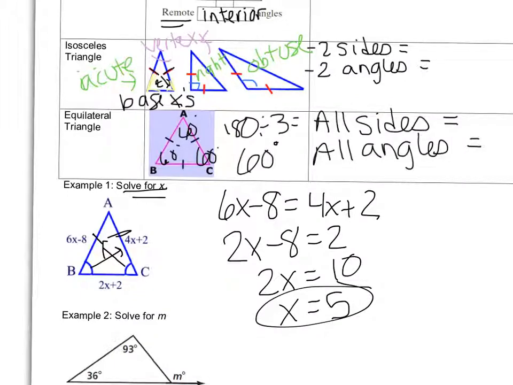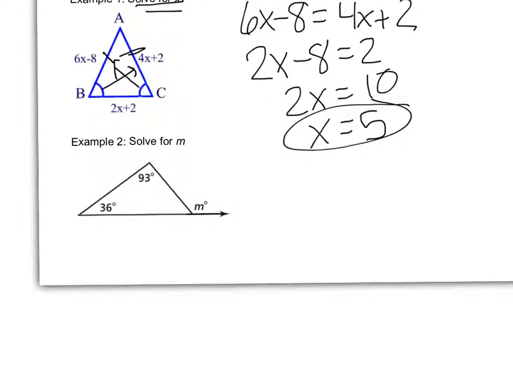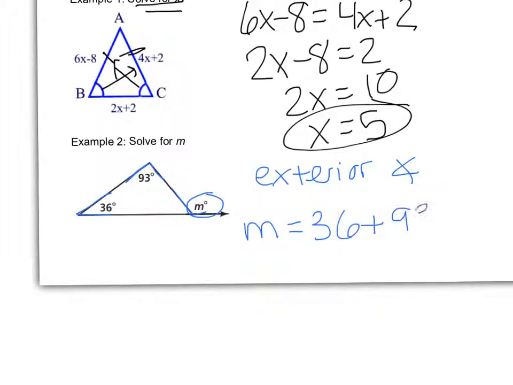All we need to do is solve for x. Always make sure you read your directions. For example 2, we want to solve for m. This is our exterior angle rule. So this is an exterior angle. So we know that this angle M, we add our two remote interior angles, which are these two, equals 36 plus 93. So the measure of angle M equals 129 degrees.